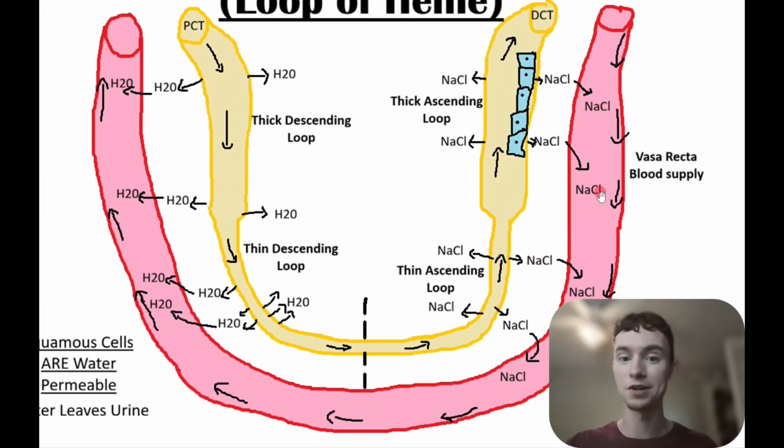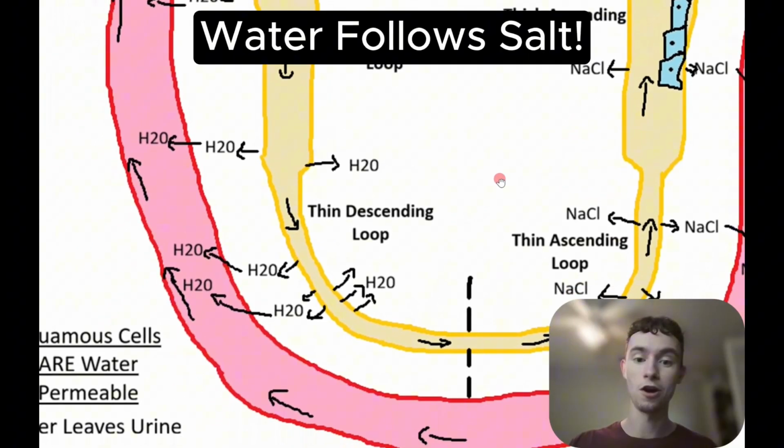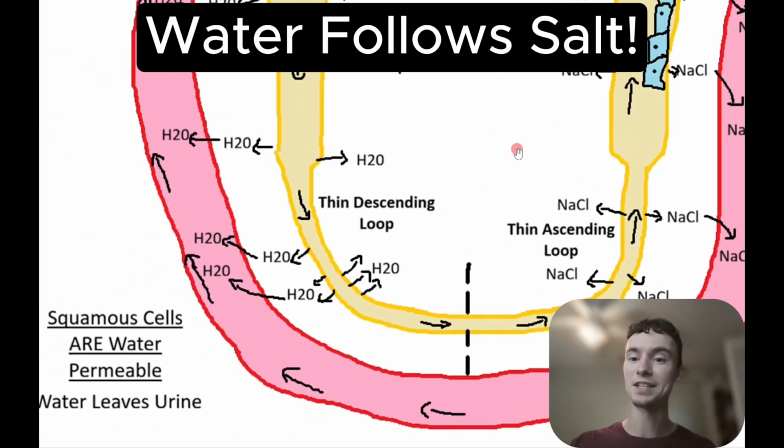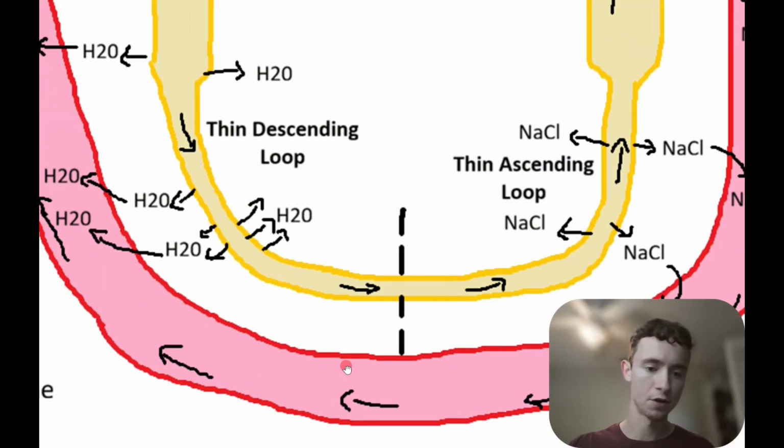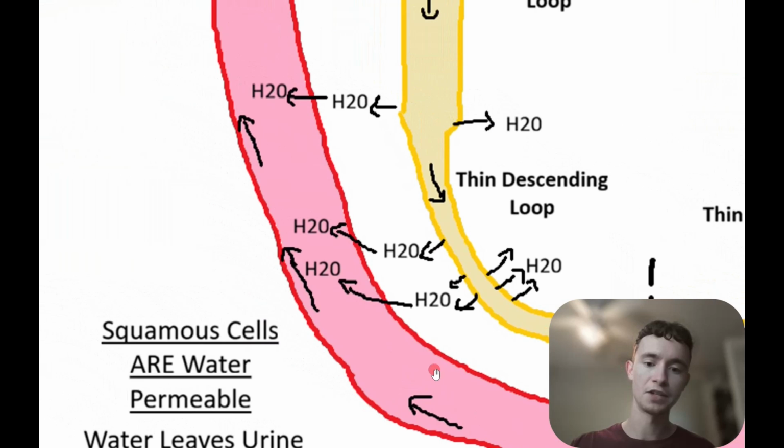So the reason we started over here is the key physiological concept of water follows salt. Okay, so let's imagine we are a salt molecule. We just exited the thin ascending loop over here, and now we're in the bloodstream. So now we got to remember the bloodstream's going this way. And so we're actually going to follow the salt over here. And so we're a salt molecule.